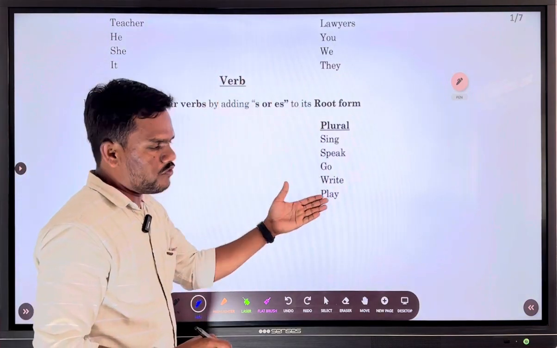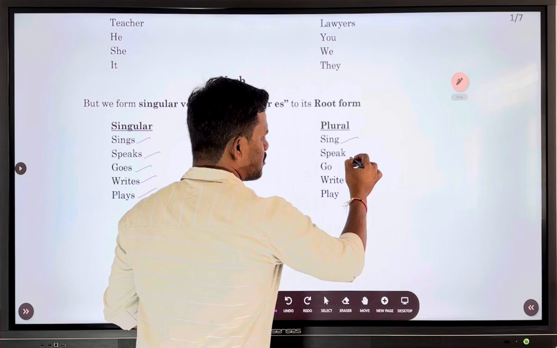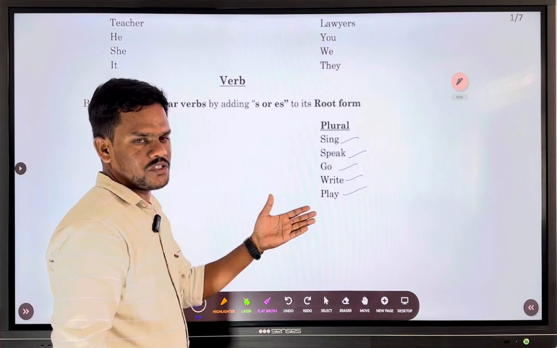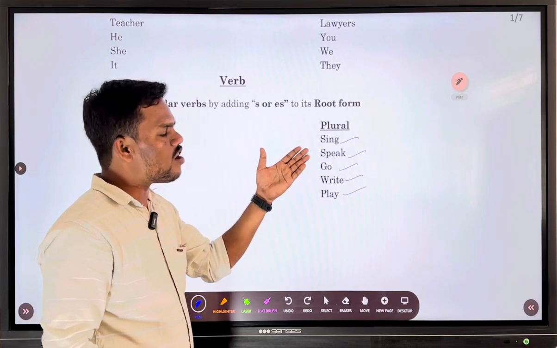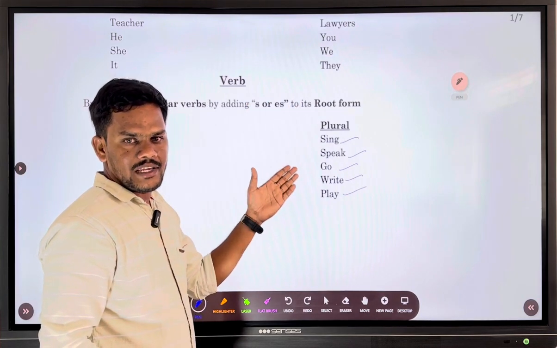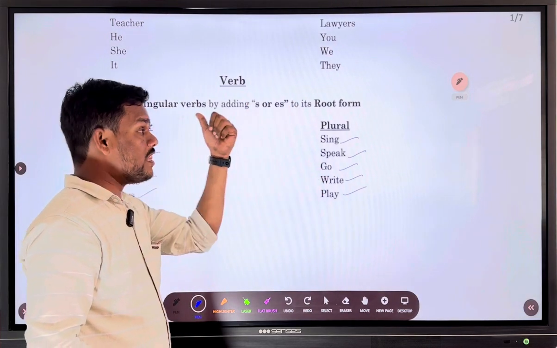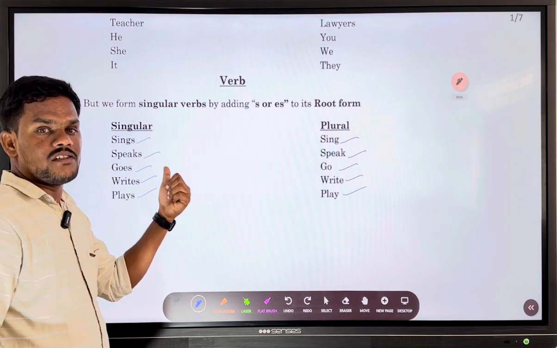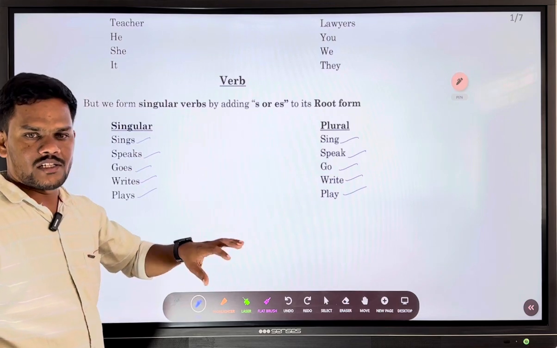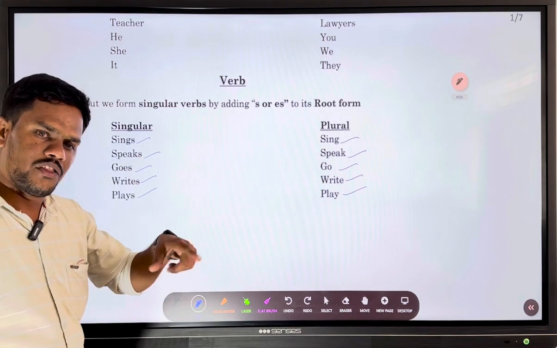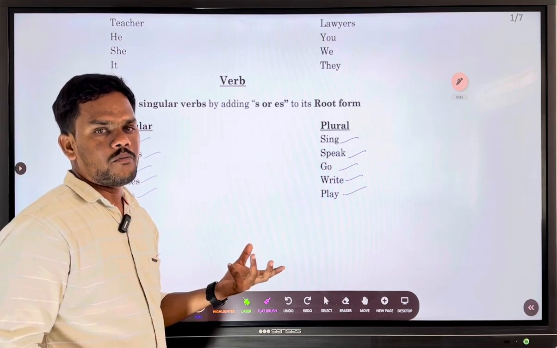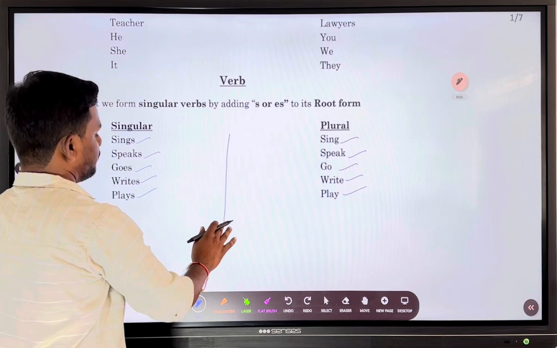See, when it comes to plural verbs: sing, speak, go, write, and play. These are all plural verbs. We generally think that they are singular because they are not added by s or es, but it is wrong. When the verb is not added by s or es, then it is said to be plural. When the verb is added by s or es, then it is going to be singular. So after knowing the singulars and plurals in nouns and pronouns as well as verbs, it will be easy for us to form a sentence in English without making mistakes. Understand?